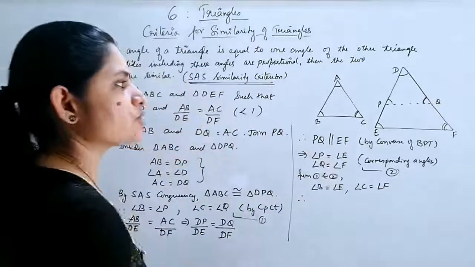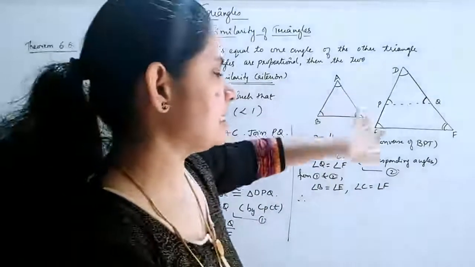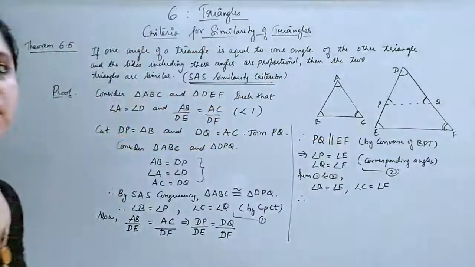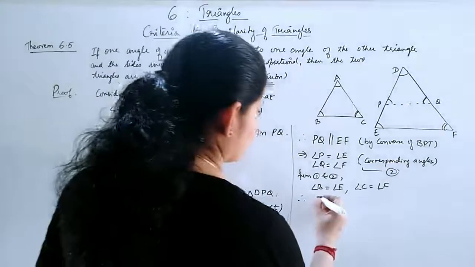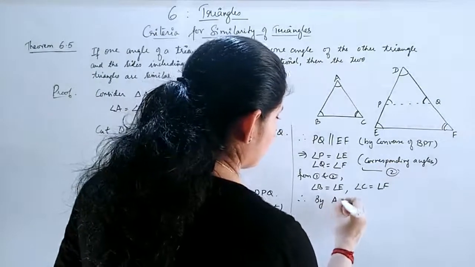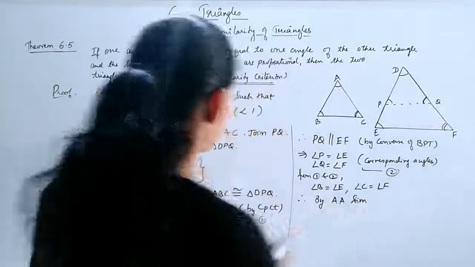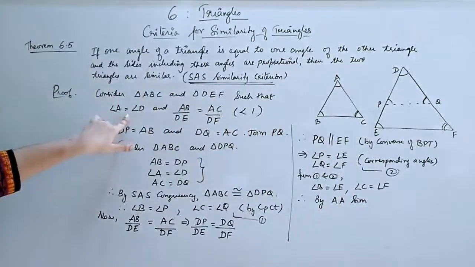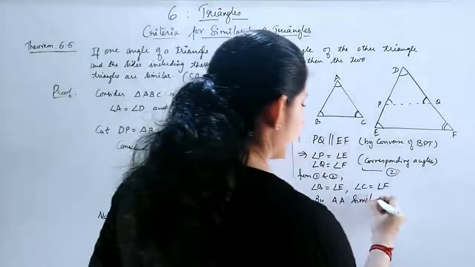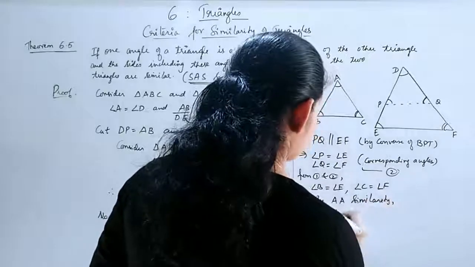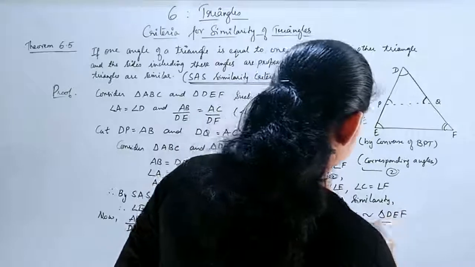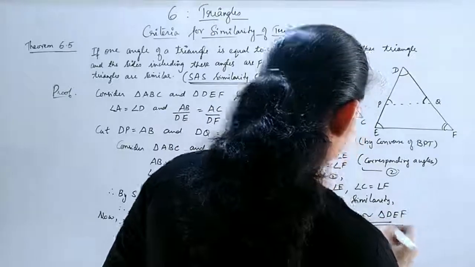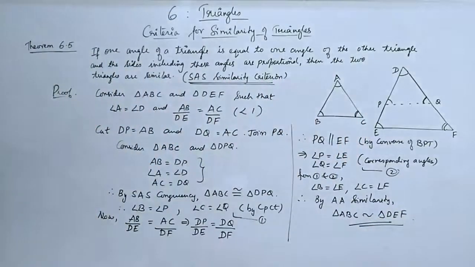Therefore, in triangles ABC and DEF, two pairs of angles are equal, so we can use AA similarity, because the third angle is automatically equal. So by AA similarity, triangle ABC is similar to triangle DEF. This is the proof of the theorem, which is SAS similarity.